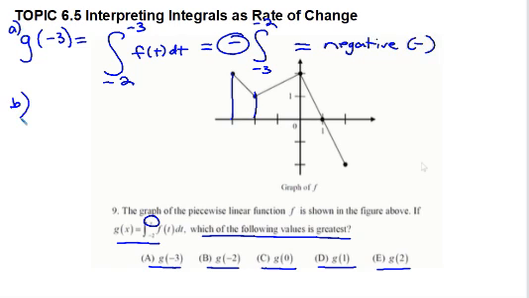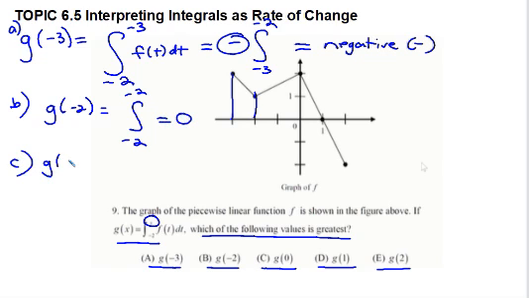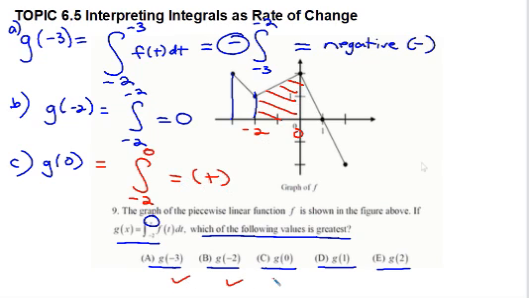Letter B is g of negative 2, which makes it the integral from negative 2 to negative 2, which we know is 0. All right, that's fairly easy. Letter C is g of 0, and I will make this one in red. So we're going from negative 2 to 0, so that's this area in here, which definitely is some kind of positive value. That's our biggest value yet out of this one, and this one.